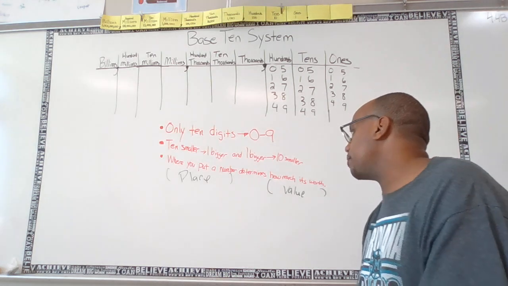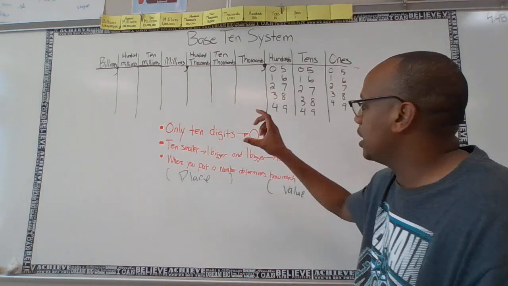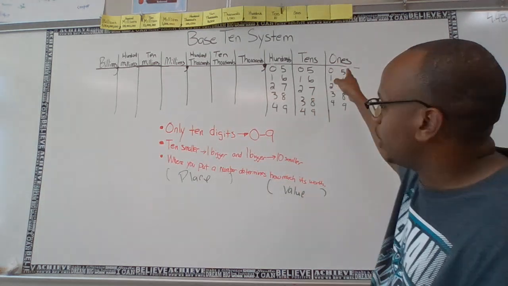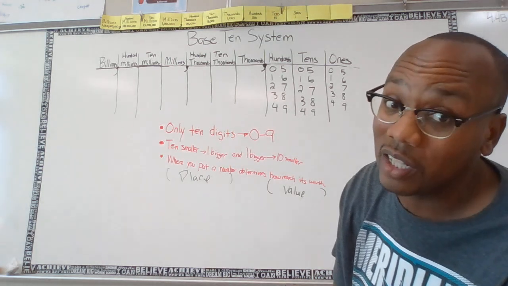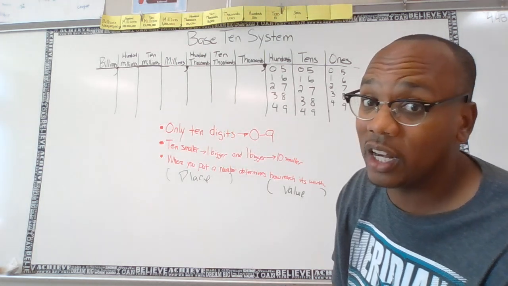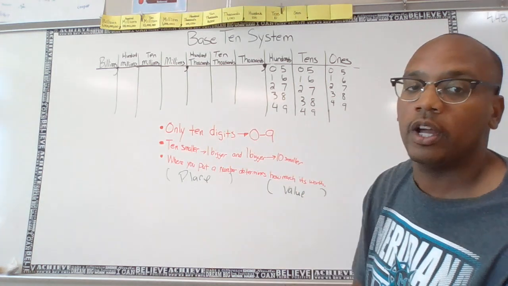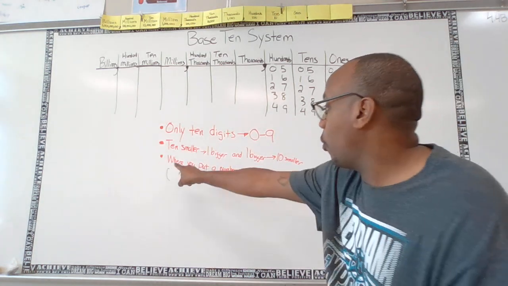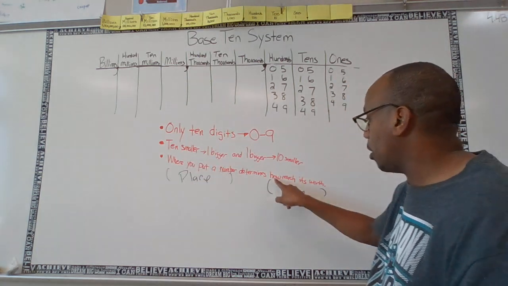All right, and the most important thing, where you put a number determines how much it's worth. If I put a 1 in the ones place, it's worth 1. If I put a 1 in the tens, it's worth 10. If I put a 1 in the hundreds, it's worth 100, and on and on and on. Where you put the number determines how much it's worth. That is place value.